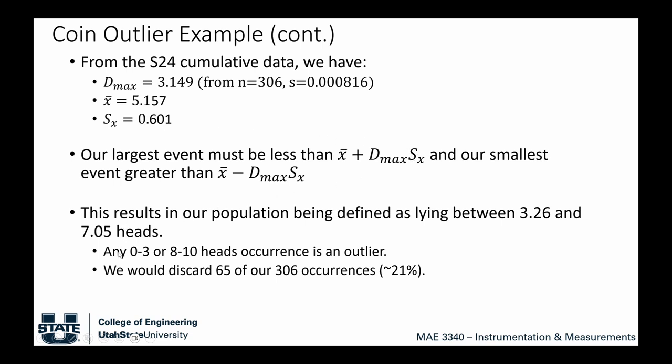And so now we can say anything that is a 0 to 3 or 8 to 10 is an outlier, because those are outside of our range. And again, the lower bound here, the 0, is because we have to flip a coin at least once. And so that's the one end, and then we limited the number of flips to 10. So we would discard 65 of our 306 occurrences, which is approximately 21% of our occurrences in this specific example.